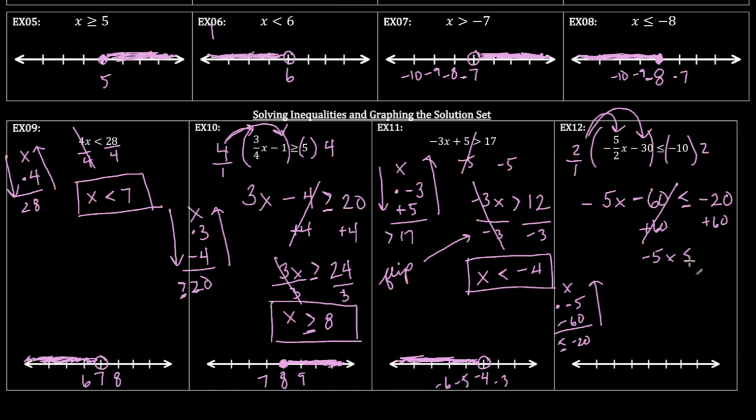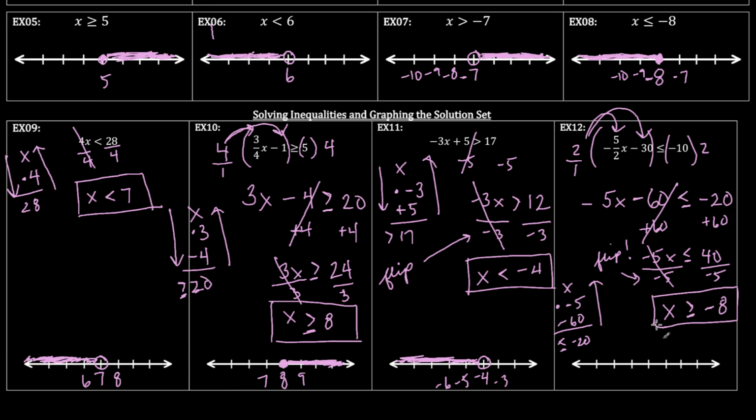-5x is less than or equal to +40. Now, we multiplied by -5 here, so we're going to have to divide by -5. But remember, when we're moving backwards, when we're undoing, when we're using inverse operations, if you multiply or divide by a negative, we're going to flip. So negative over negative is +1. That's why we did it. And we have to flip this sign, like I said. And a positive over a negative is a negative. 40 divided by 5 is 8.